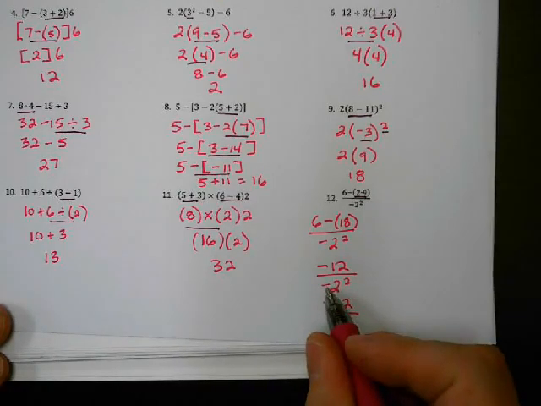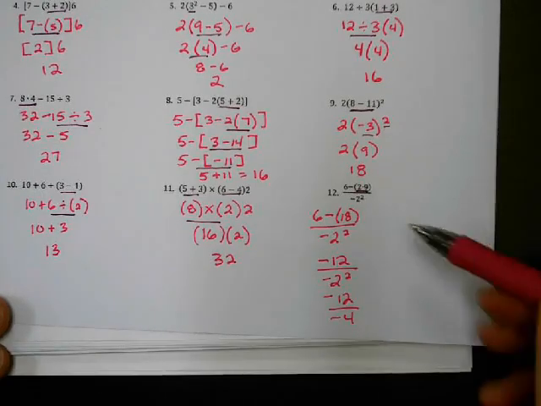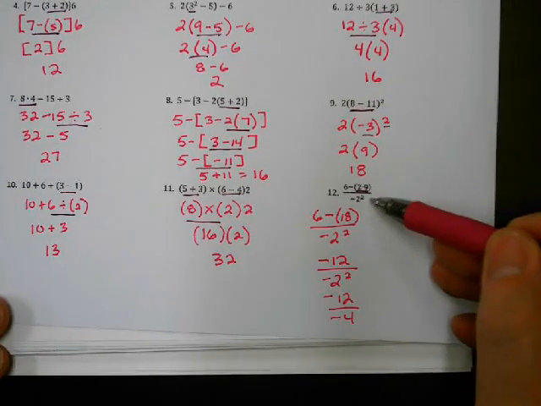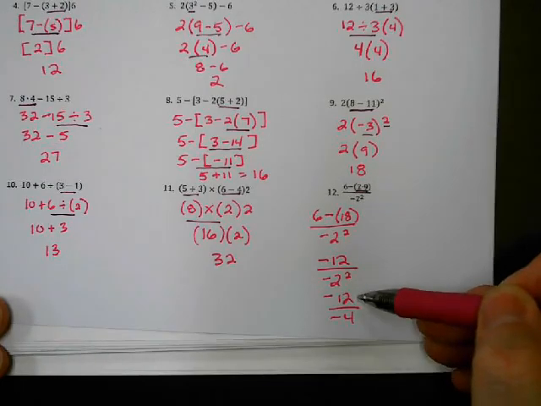And our last step, now that we have simplified the numerator and the denominator, our last step is just to divide. Negative 12 divided by negative 4, final answer, positive 3.